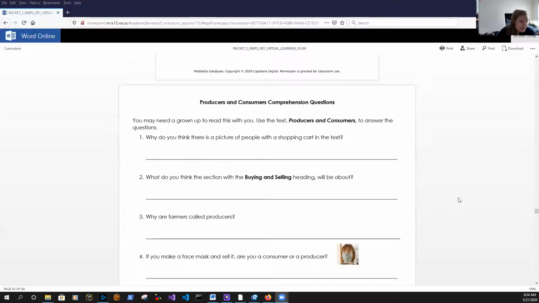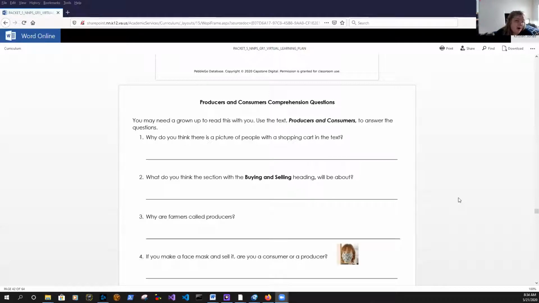Number 2 says, what do you think the section with the buying and selling heading will be about? Remember what headings do. And when you're answering these questions, you need to be doing that in a full, complete sentence. We should have uppercase letters at the very beginning and punctuation at the end.